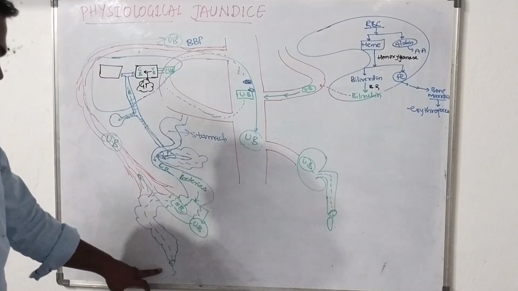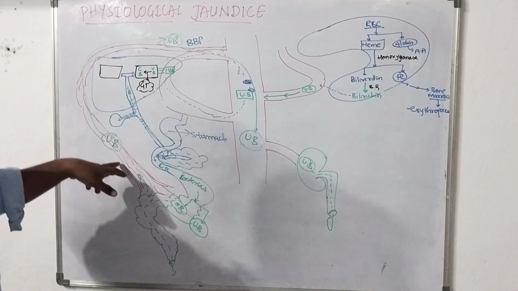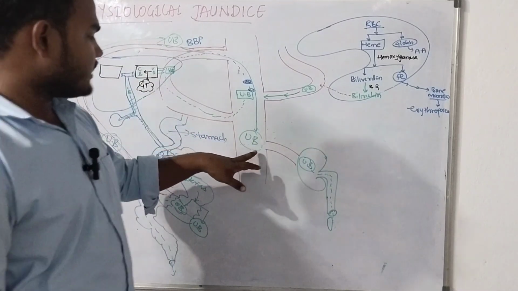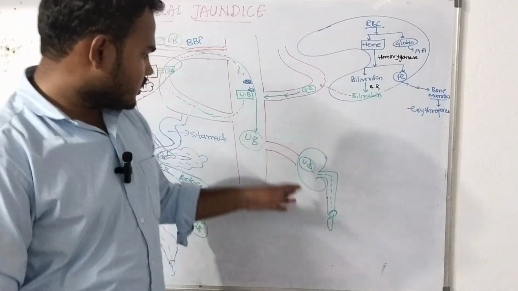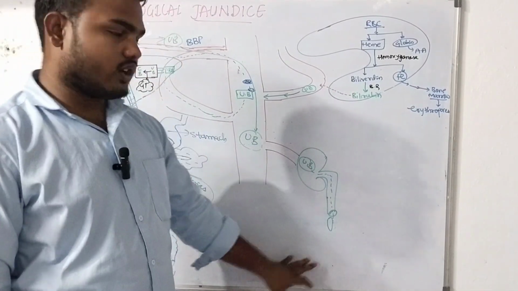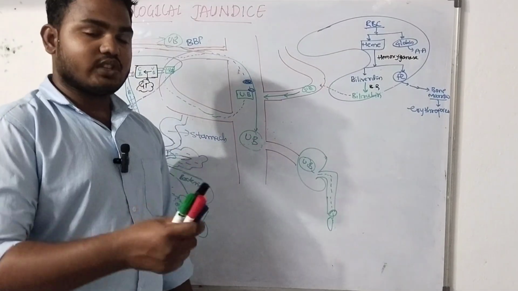The stercobilinogen goes into the feces, and the urobilinogen goes again to the central circulation by the portal vein, and from the central circulation the urobilinogen goes to the kidney. From the kidney the urobilinogen is excreted through the urine. Okay, this is our normal physiology. Now what are the physiological changes in neonates?